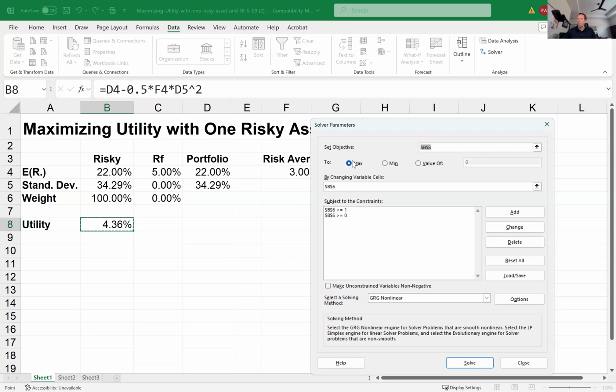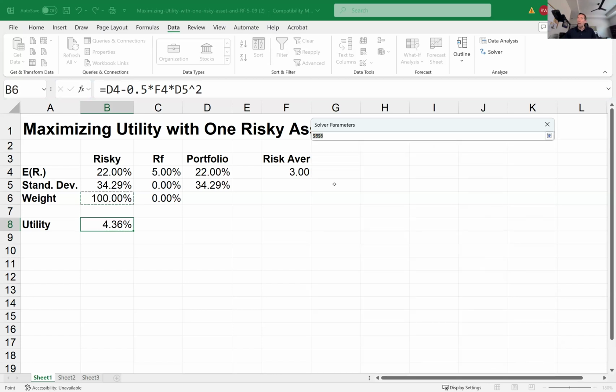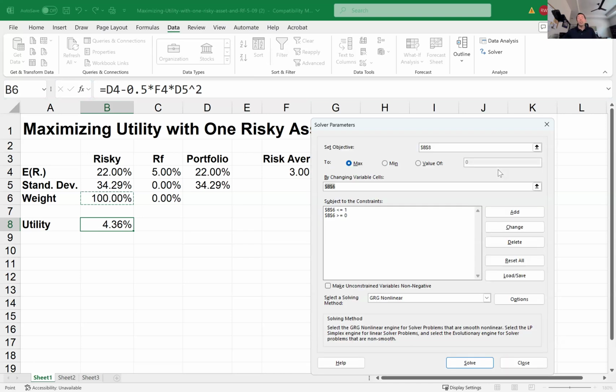We want to maximize it, right? So we want the maximum amount of utility, and we want to get that by changing the weight on the risky asset. So we're telling Solver, change the weight on the risky asset around to get the maximum amount on there. Now, make sure that you do not have this particular box here checked off.